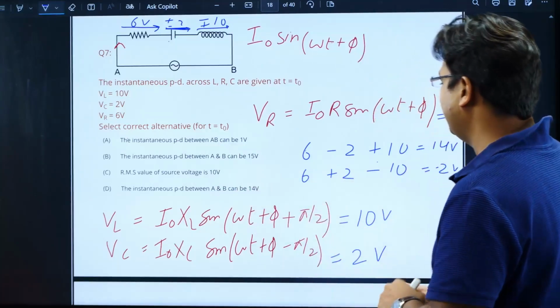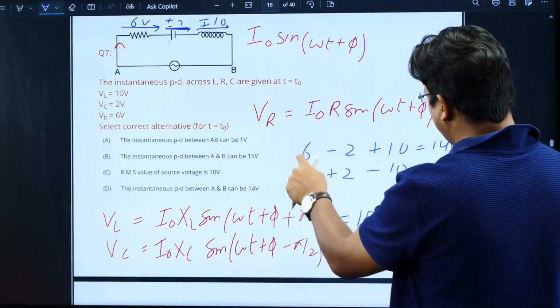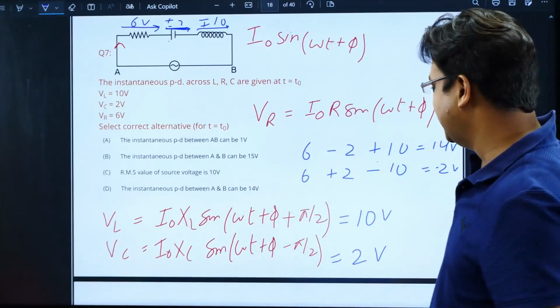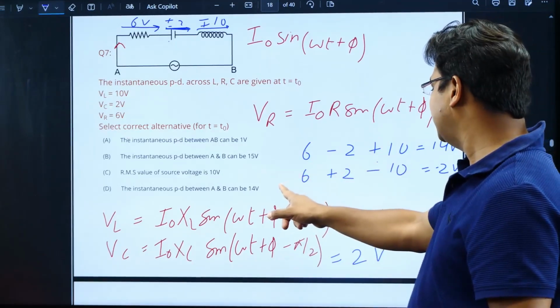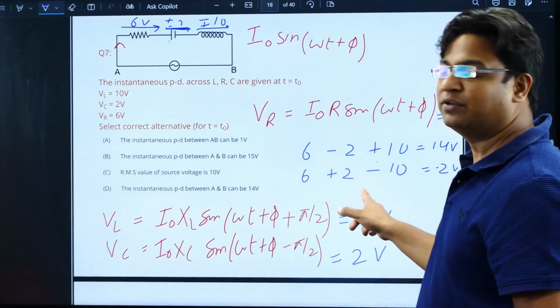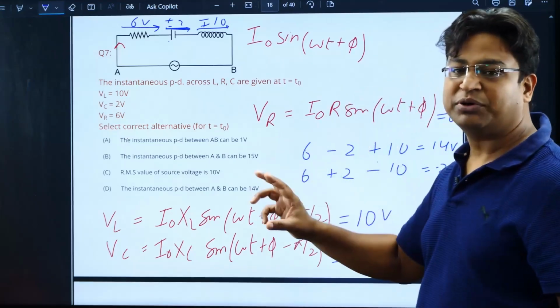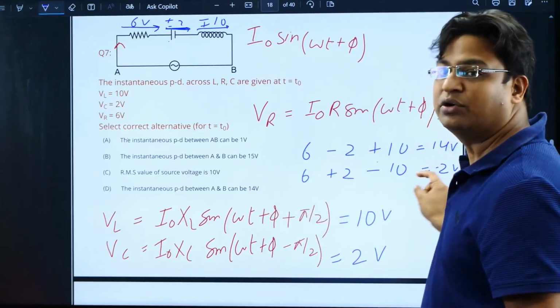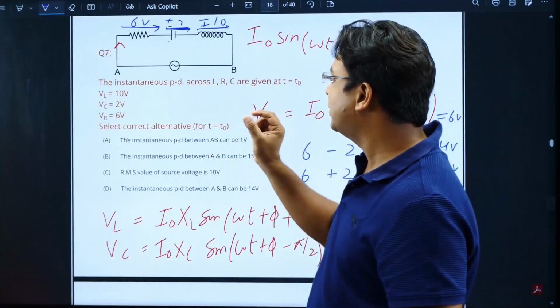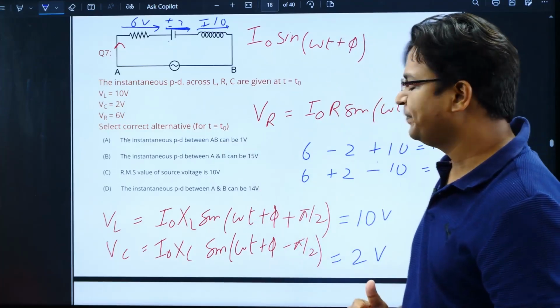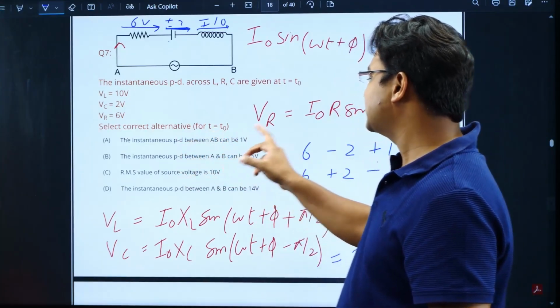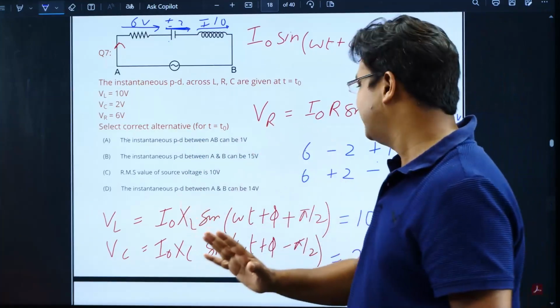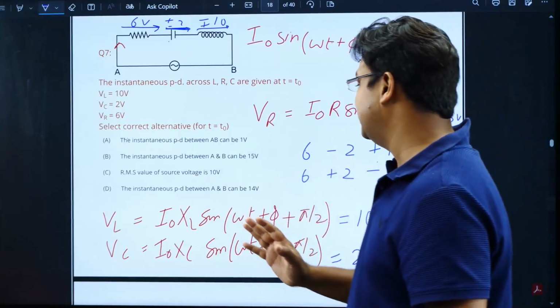If you want to try with minus and plus sign also, I think you will still end up with these values only. Like if I put a minus sign here, the value that I get is 2 volt. If I put a minus sign here, the value that I get is minus 14 volts. So magnitude wise, the only possible magnitudes for potential difference across A and B are 14 and 2. So can instantaneous potential difference be 1 volt? No, it cannot be 1 volt. 15? No, it cannot be 15.